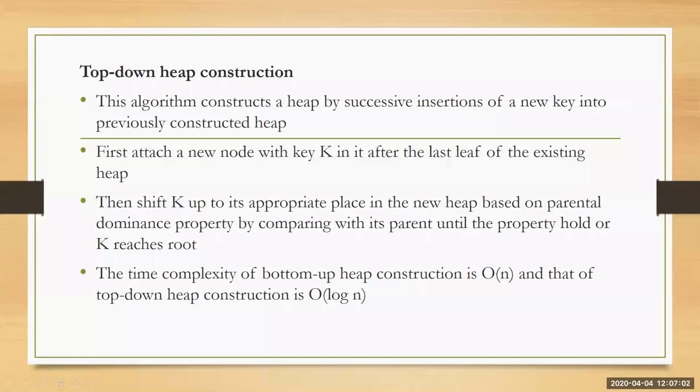The second method of construction of heap, we call it top-down heap construction. Till now we have seen the bottom-up heap construction method, and in that we have seen the algorithm as well as the steps. Now this is a different method where the heap is getting constructed by making use of a different technique. Let us see what is that technique.